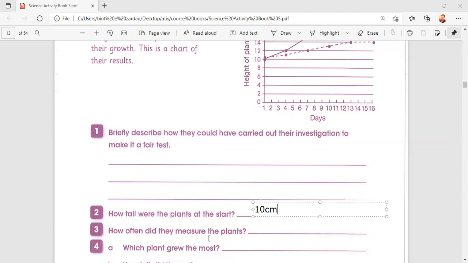How often did they measure the plant? They measure the plant at the start of the investigation, day one, and then every 3 days. On the first day, you can see here, they measure the plant. Both of them were 10 centimeters. Then after three days, you can see here.